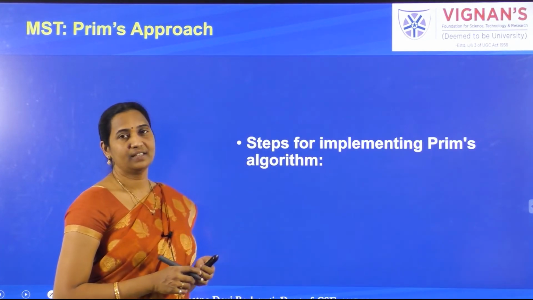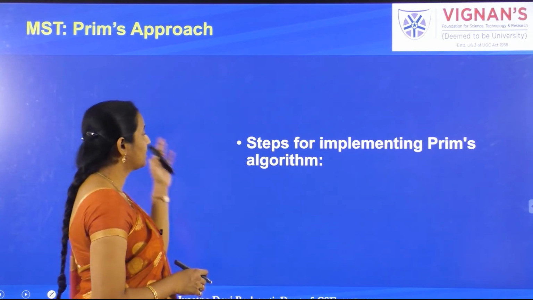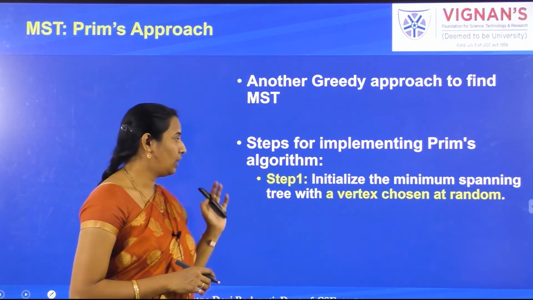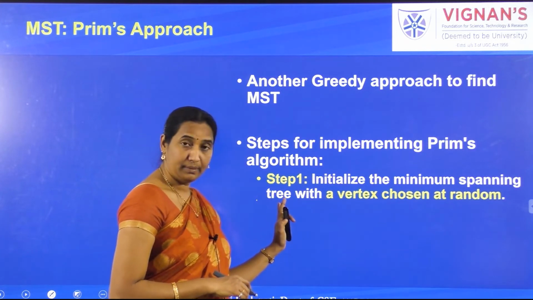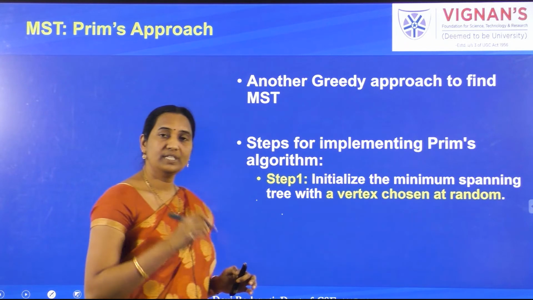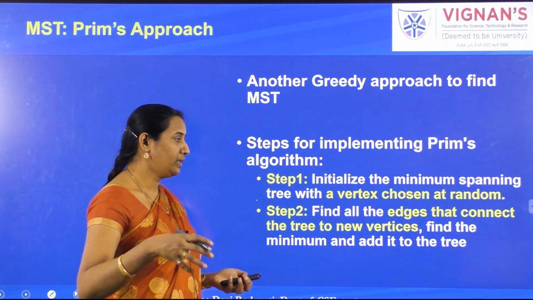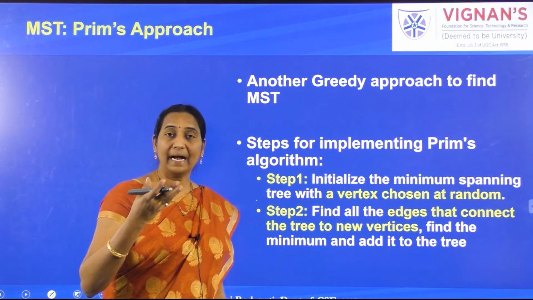And now let's see the second approach to solve the same problem using the greedy approach, that is Prim's algorithm. The first step for implementing Prim's algorithm is to initialize the minimum spanning tree with one of the vertices you select at random. You just select one of the vertices from the given graph randomly, and you need to select the edges which are connected to the part of the solution.